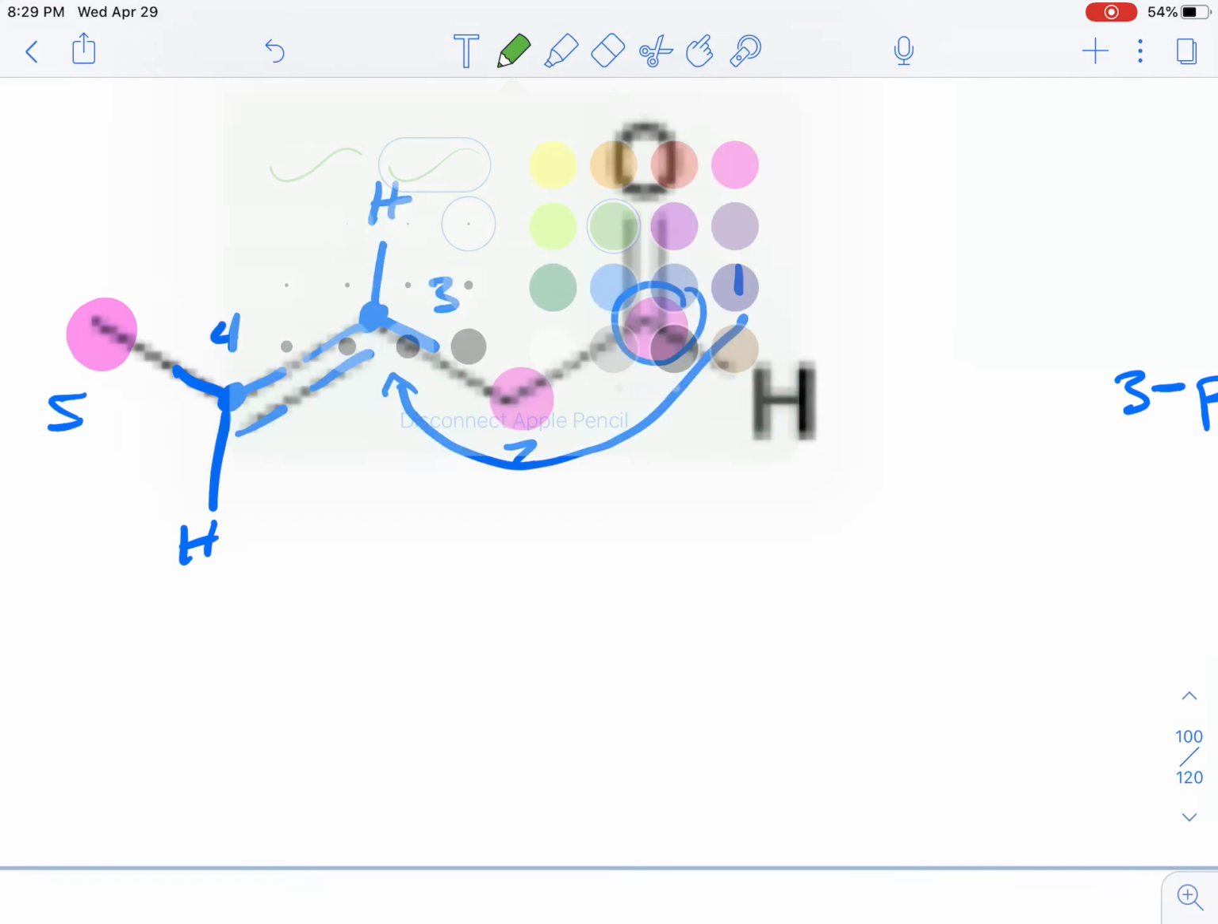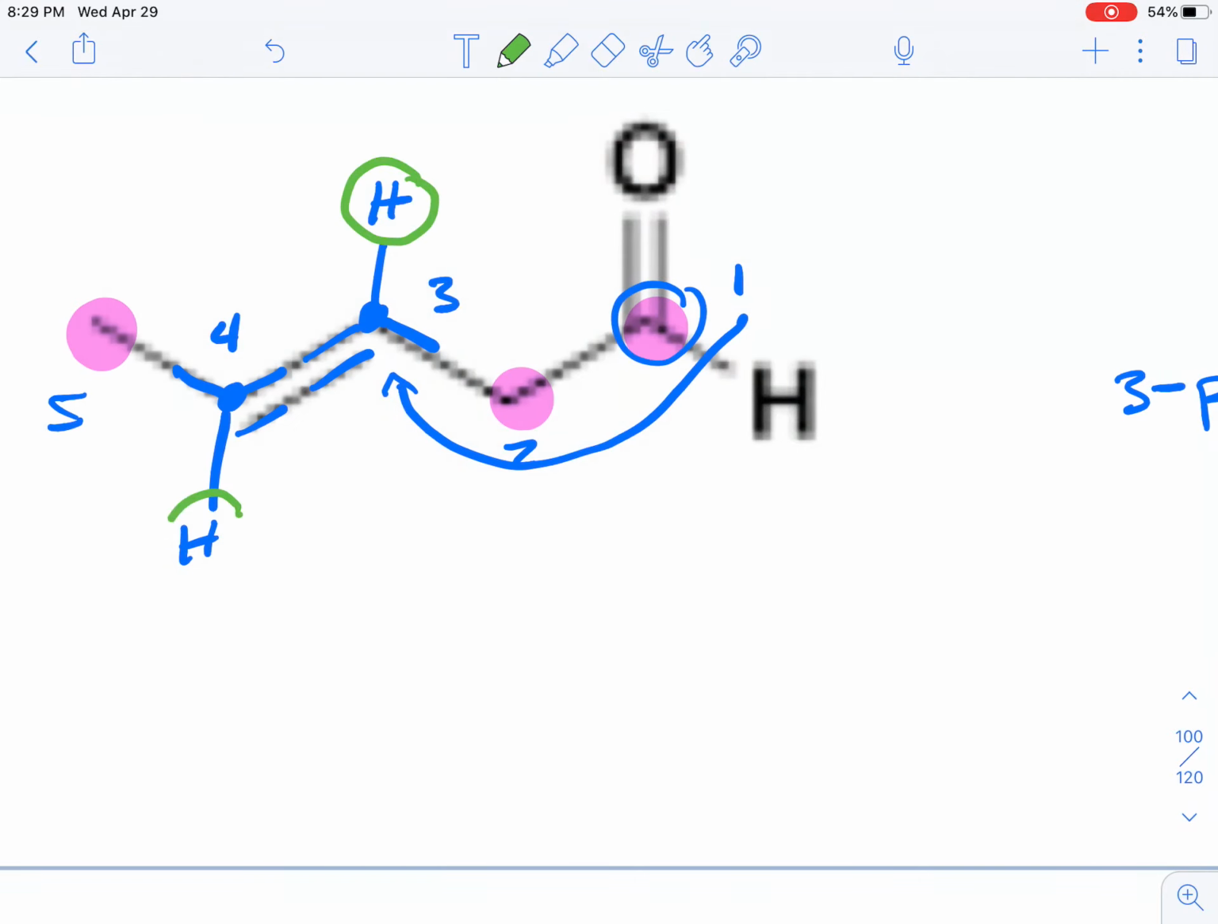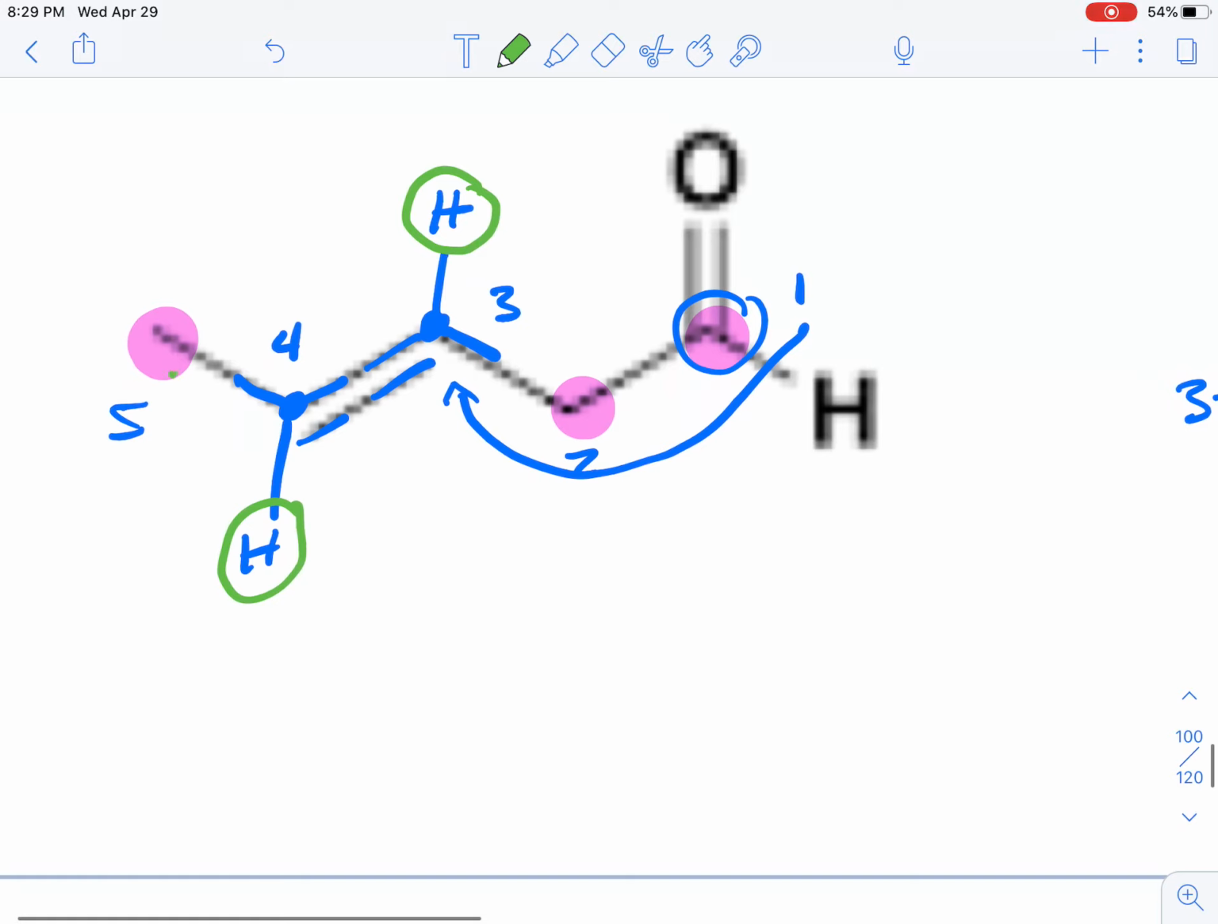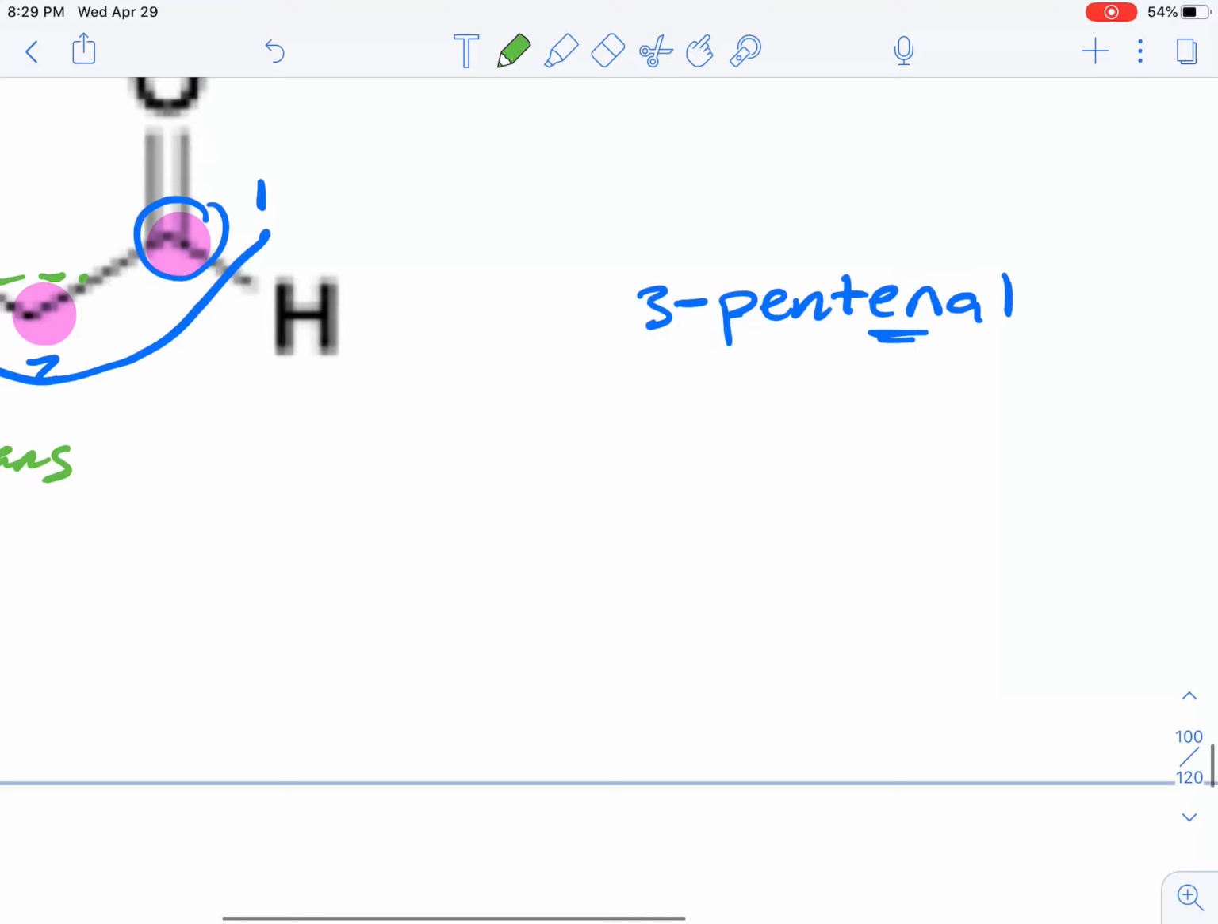So I want you guys to notice that we have a hydrogen that's on opposite sides of the molecule, right? So if we, for example, cut this in half, there's a hydrogen at the top, there's a hydrogen at the bottom. And so automatically, the geometric isomerism, the relationship, is going to be trans. And so to finalize the name of this compound, this is going to be trans-3-pentanal.